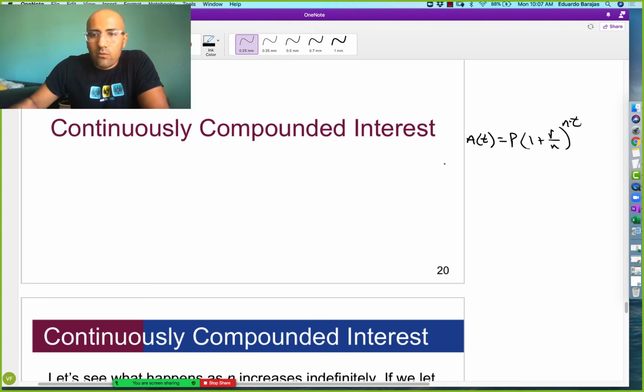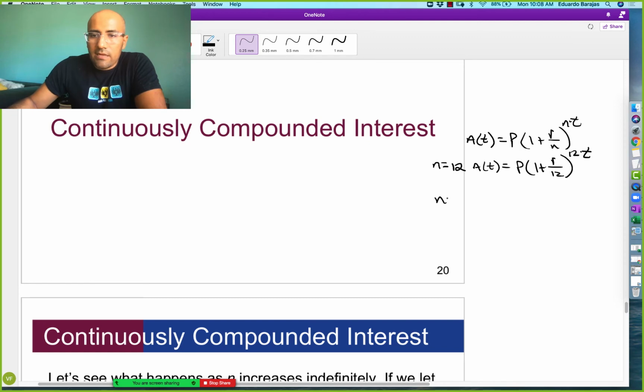And so we thought, okay, what if n equals 5, compounded 5 times per year? Well, let's not do 5. That's kind of an unusual number. If we let n equal 12, that makes it monthly, right? Then this becomes A of t equals P times 1 plus r divided by 12, to the power of 12 times t.